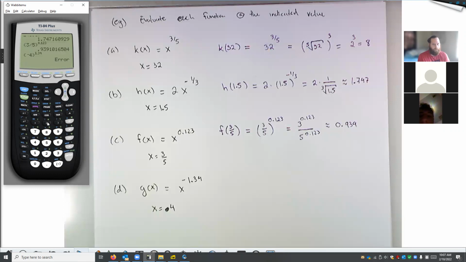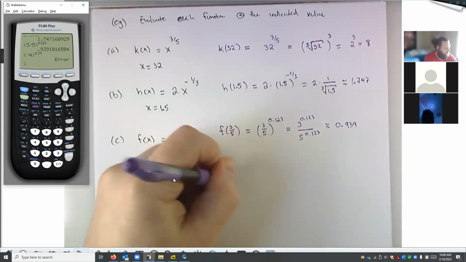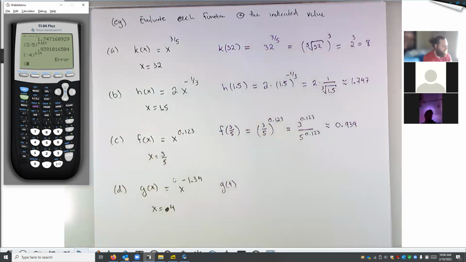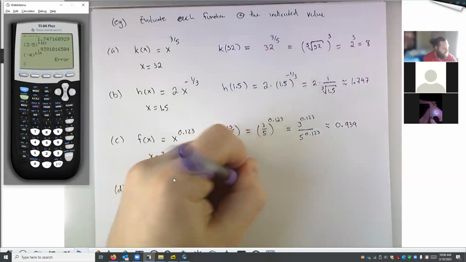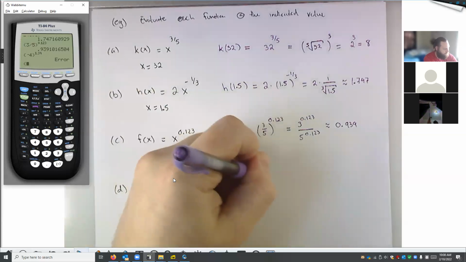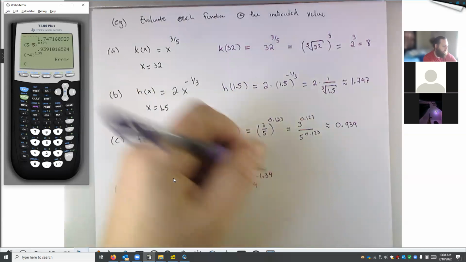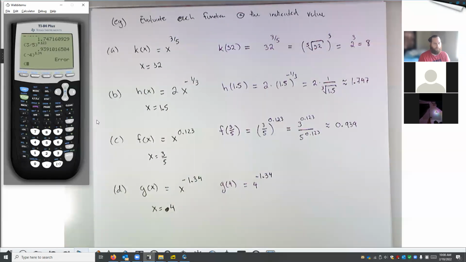So here, what we want to do, we want to evaluate this function at 4. That means we're looking for g of 4. And that would be 4 raised to the negative 1.34 power. So we don't need parentheses for that. I'll just type 4 raised to the, and then here again on the older calculator, we'll want parentheses negative 1.34. Close the parentheses in the power and hit enter. And we get 0.156 blah, blah, blah.